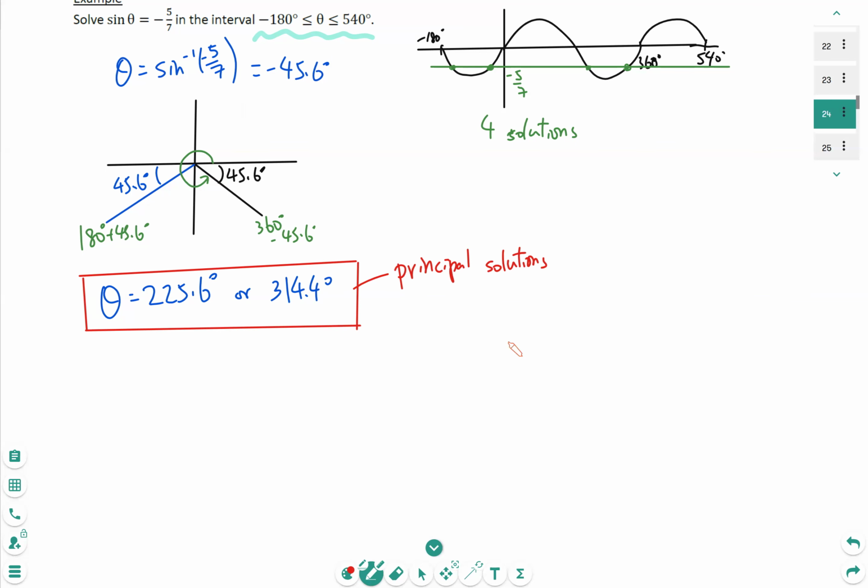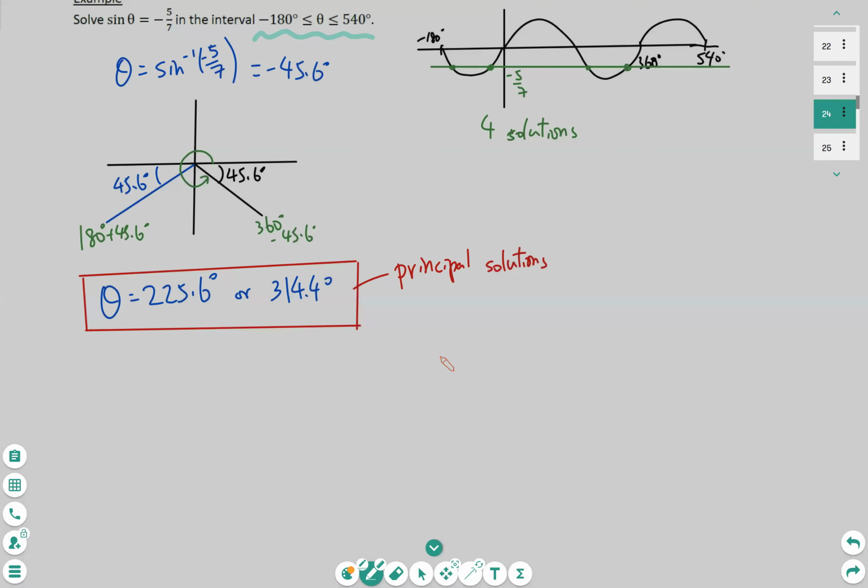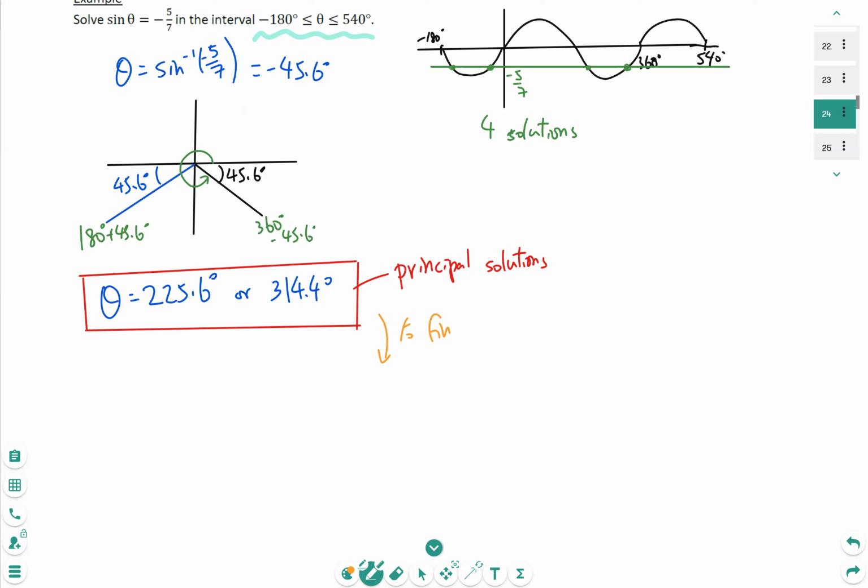All right. So if we want to find more solutions outside 0 to 360 degrees of theta, we can add or minus 360 degrees to the principal solutions.